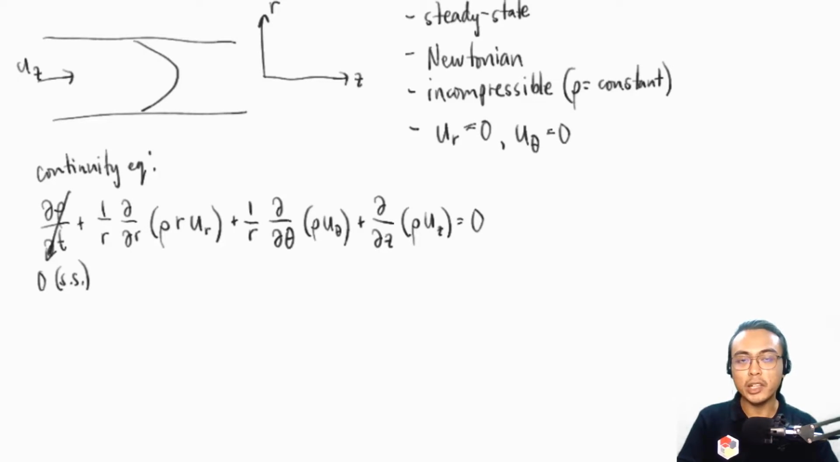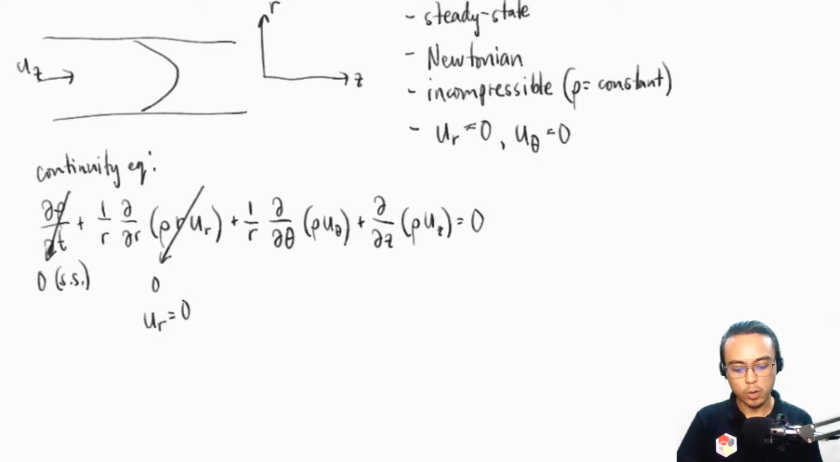And that also greatly simplifies our continuity equation. If you take a look at the second term, 1 over r multiplied by the partial with respect to r of density times r times the radial component of velocity. Since we don't have a radial component of velocity, this is also equal to 0. Next term, it's also 0. For the same reason, we don't have a rotational component of velocity. Because again, we assume that the flow is unidirectional.